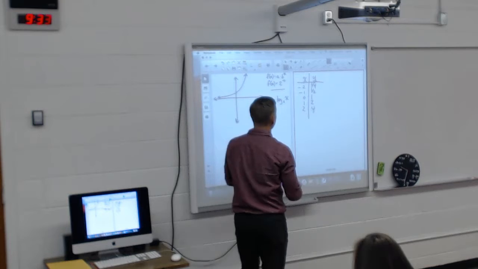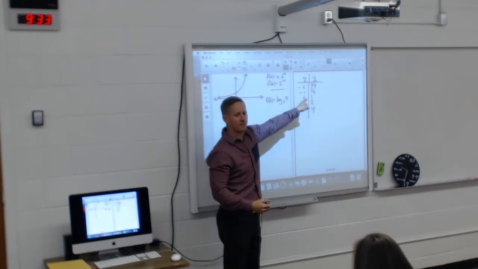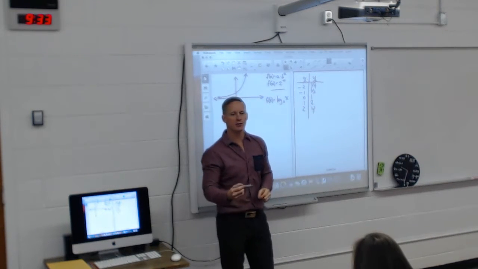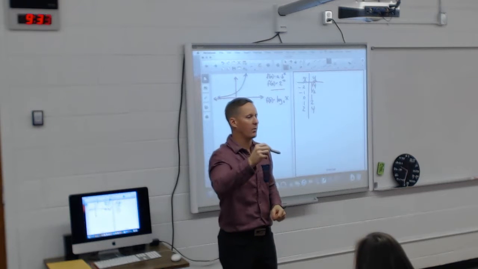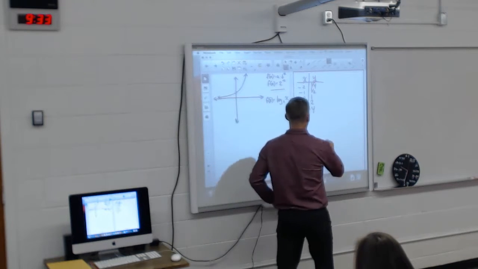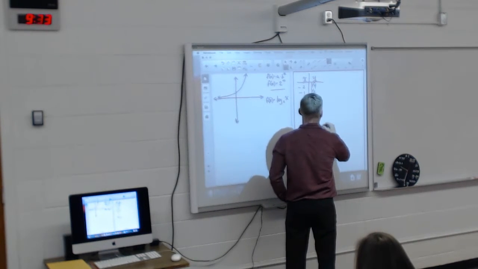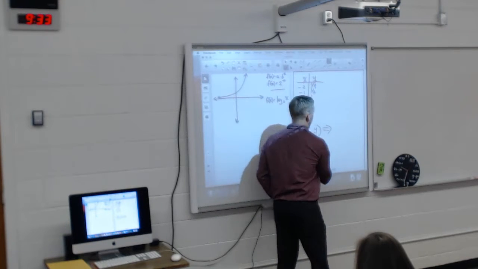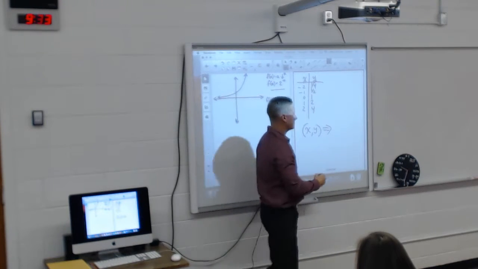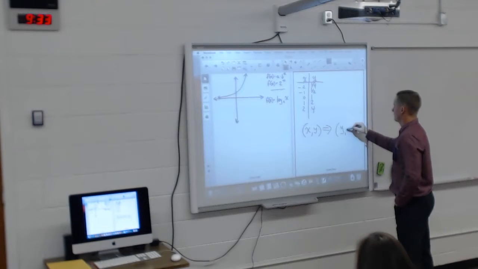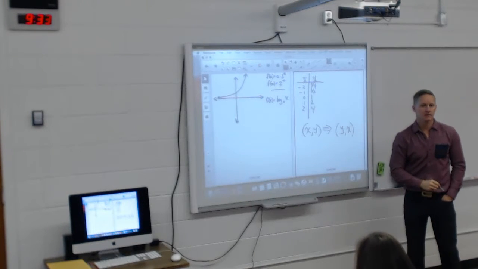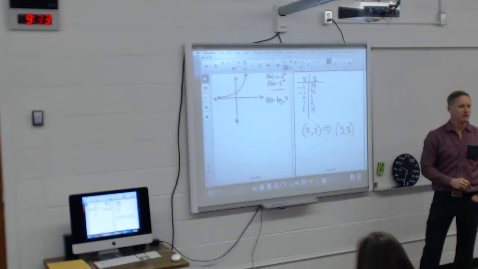All right, so here's what today is. Today is taking the inverse of this graph. And by taking the inverse, I switch my x with my y. So what that looks like as a coordinate is it becomes this. (x, y) becomes (y, x). Everybody following me so far?